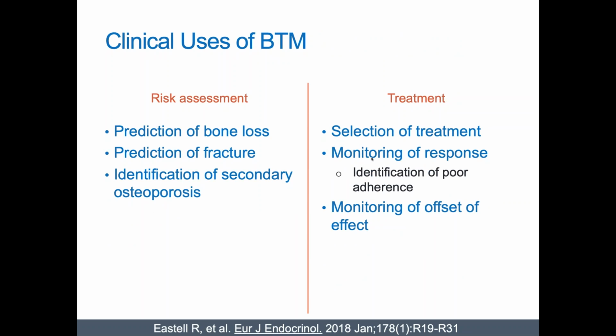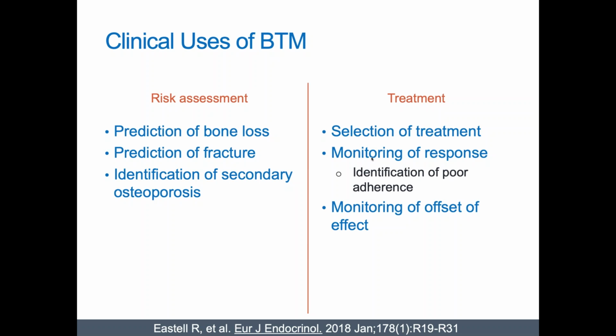Now, what are the uses of bone markers? And over the years, a number of uses have been proposed. It's been thought that they might be useful for risk assessment. For example, high bone turnover in a postmenopausal woman is associated with rapid bone loss and also with an increased risk of fracturing. The high bone turnover may indicate that there's secondary osteoporosis present. But although these are all being proposed, they haven't been sufficiently well supported by research to translate into clinical practice.